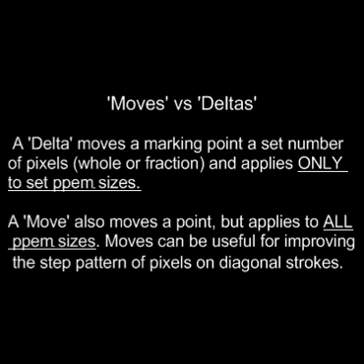A delta moves a marking point a set number of pixels and applies to only the ppm sizes you have set. A move will also move a marking point but applies to all ppm sizes. Moves can be useful for improving the step pattern of pixels on diagonal strokes.